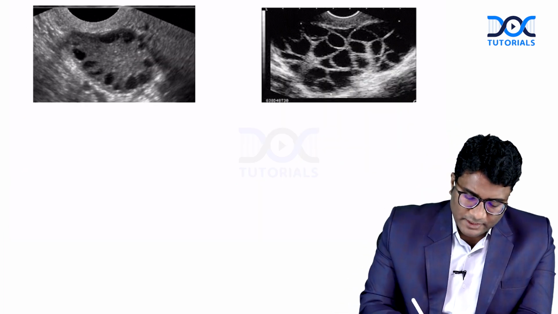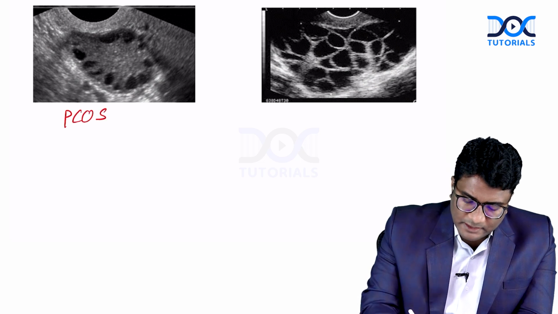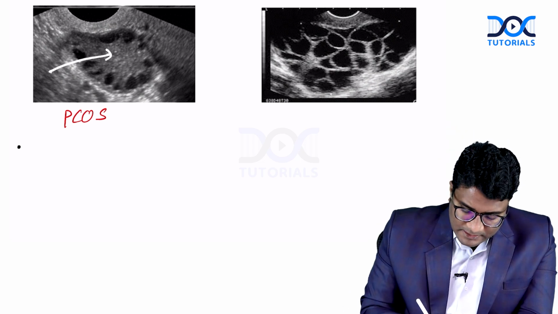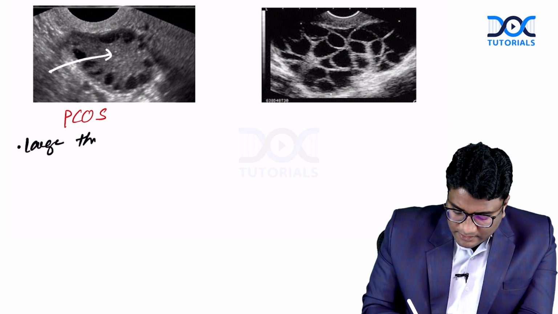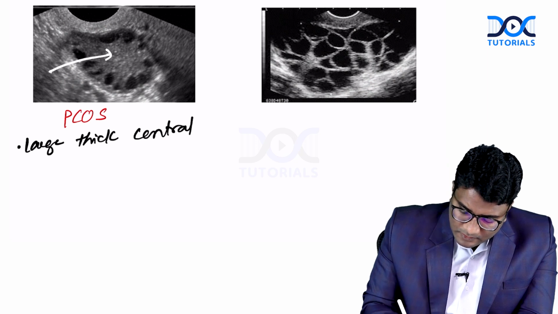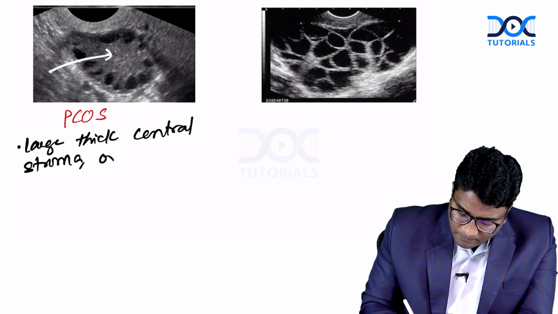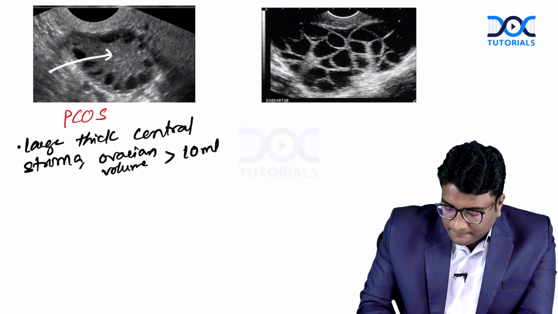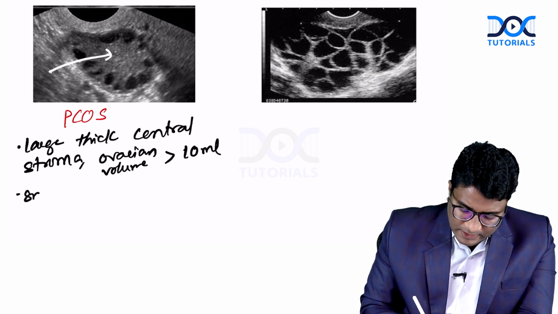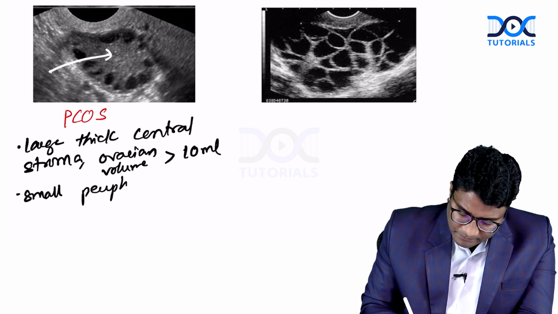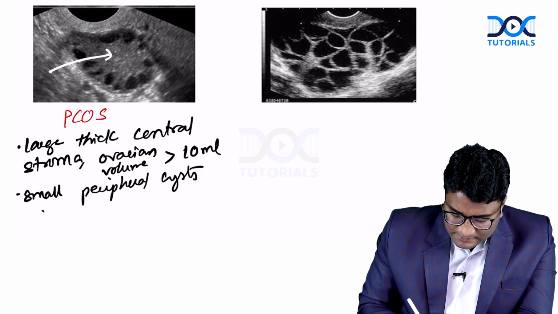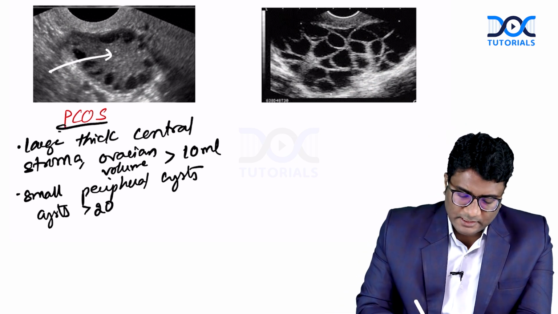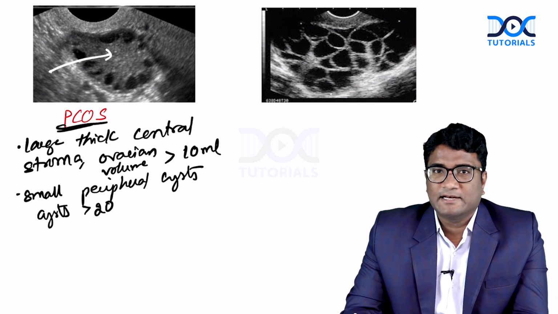In polycystic ovarian syndrome, the important finding that you see is a large central stroma. So you have a large, thick central stroma, which makes the ovarian volume more than 10 ml. And you have small cysts in the periphery, small peripheral cysts. And the cysts are also more than 20, right? So this is PCOS. The important finding in PCOS is a thick central echogenic stroma.